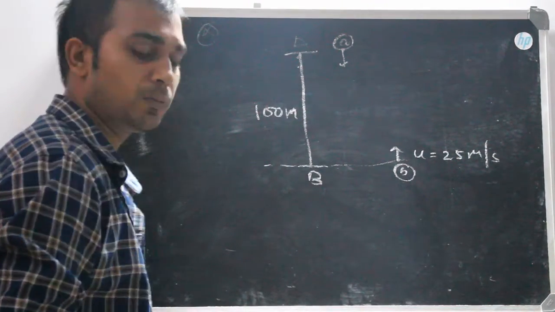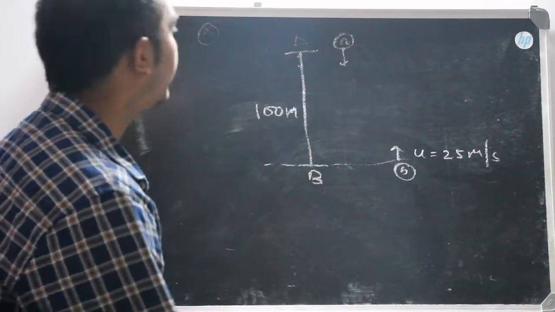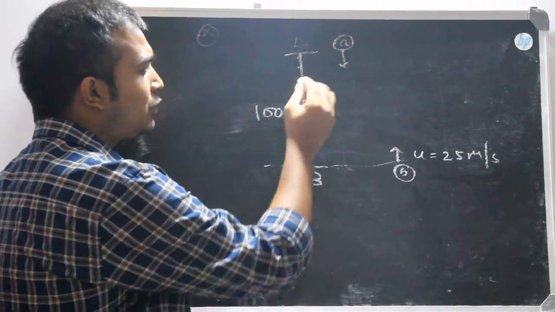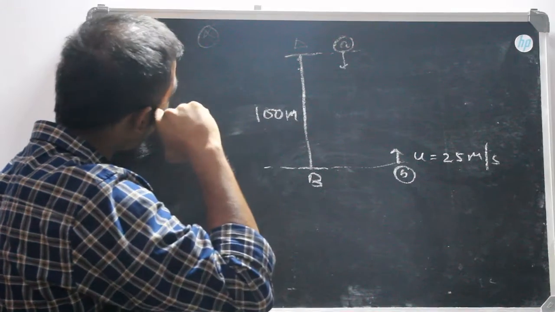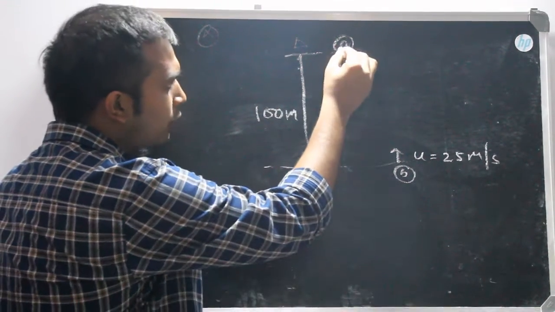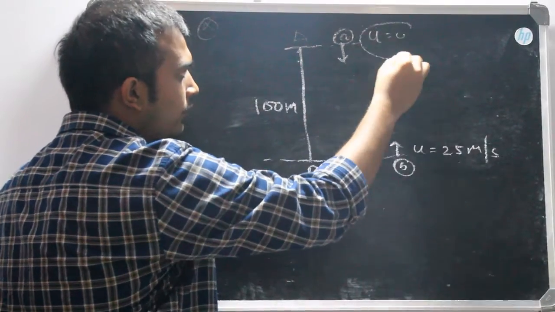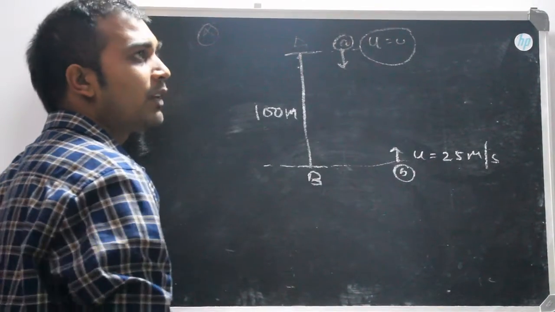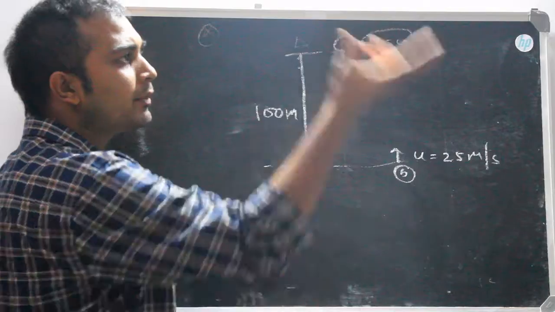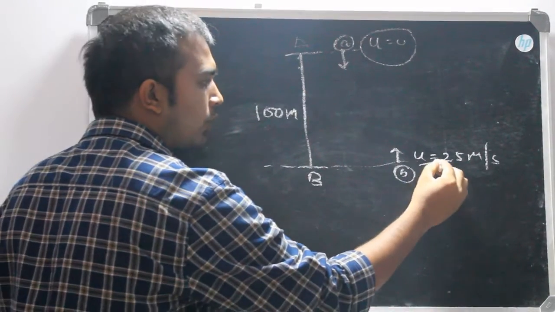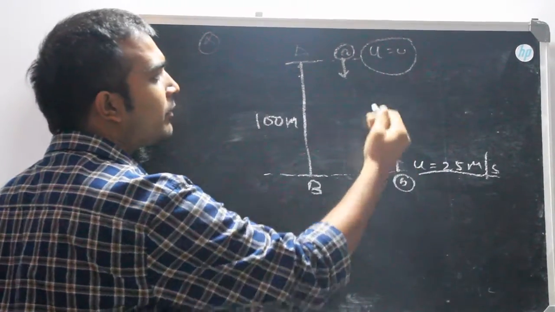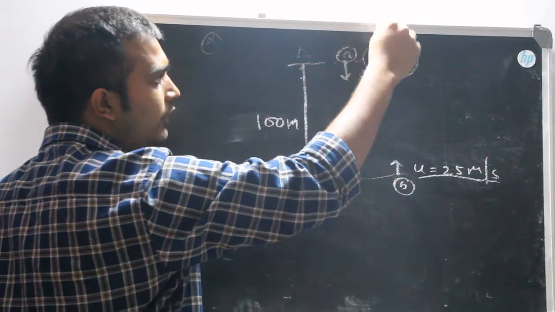Find when will the two balls meet. Now, first what you have to understand is, when a ball is dropped from top, u is equal to 0. Well, I can just leave it. But when I am throwing it upwards, I need some velocity to throw the ball. And ultimately when it reaches a certain height, it is going to be 0.